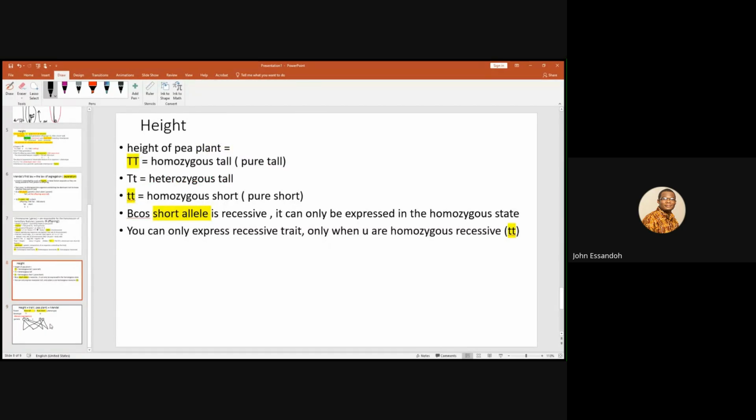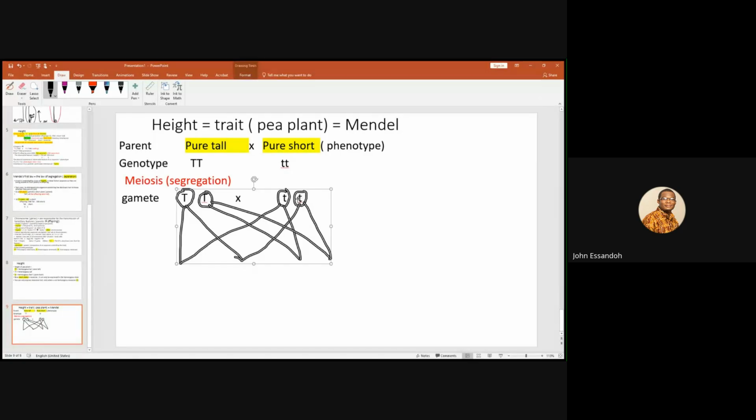Let me write the genotypes. So let's see the genotypes. Here I will get capital T, small t. Here too, capital T, small t. Here too, capital T, small t. So you can see this was my F1 generation, the first filial generation.